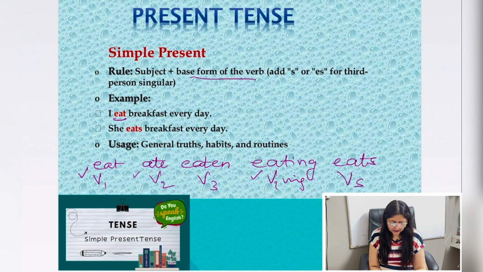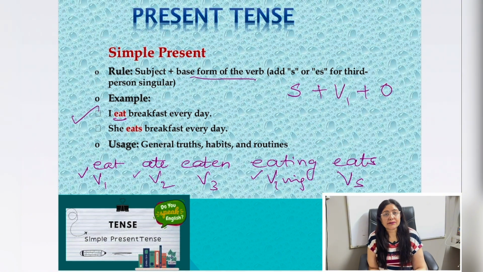Now what is the rule? In simple present tense, we have to make use of subject plus V1 plus object. For example, I eat breakfast every day. So with I we will be using V1.